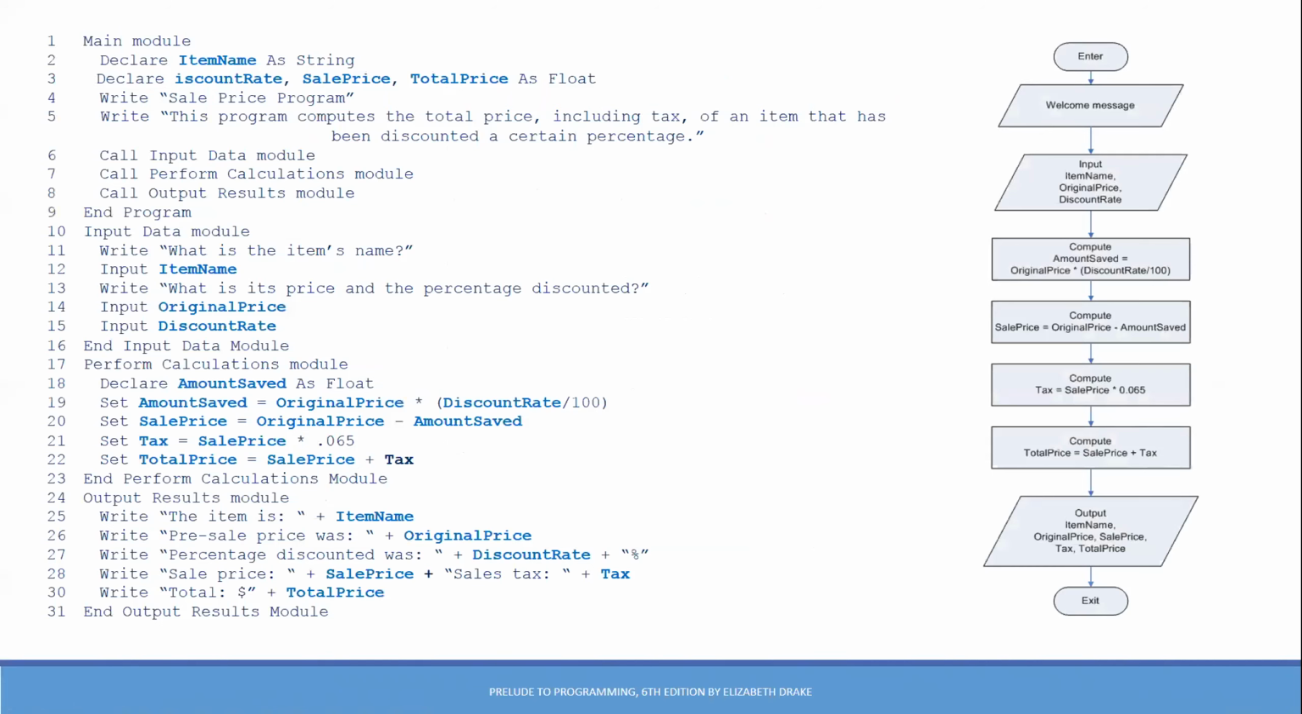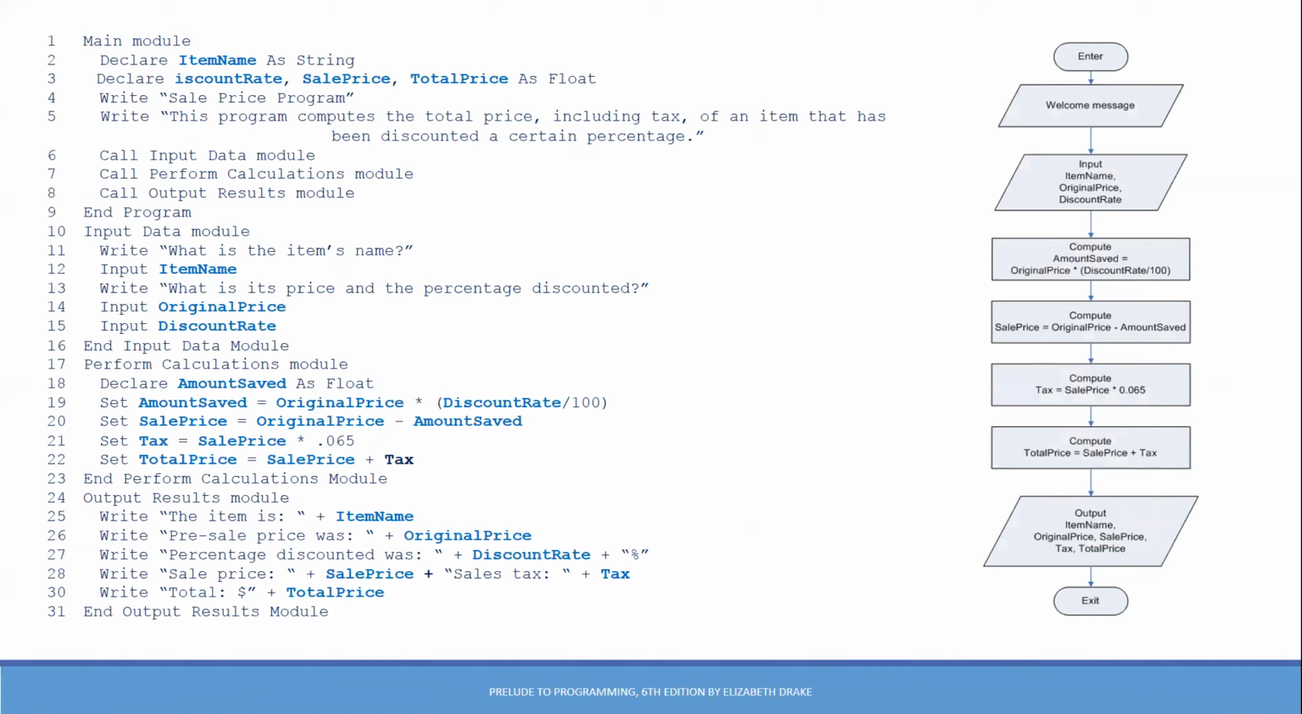Okay, so here is the final pseudocode for our sale price program. And you guys don't need to type this all in, right? Because we already have the pseudocode that doesn't have these different modules, but let's look at the difference here. So first of all, they have a main module.